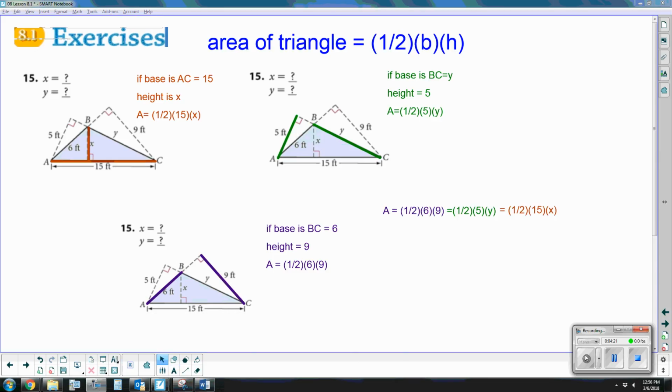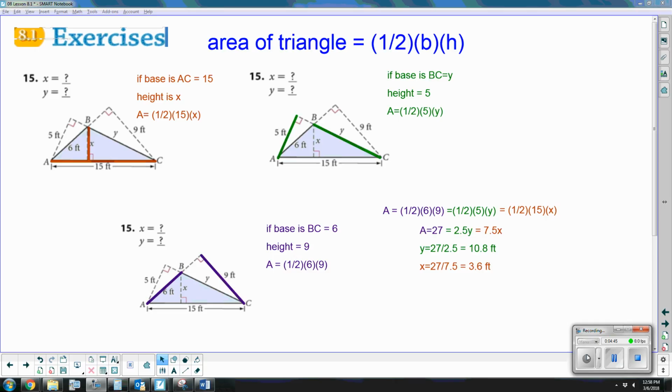So by setting these all equal to each other, we can find the area, we can find y, and we can find x. So it'll just take a little bit of algebra, and so I'll show those steps and then post the solution. And what you should get for x is 3.6, and what you should get for y is 10.8, and so we'll show you how those values came out.